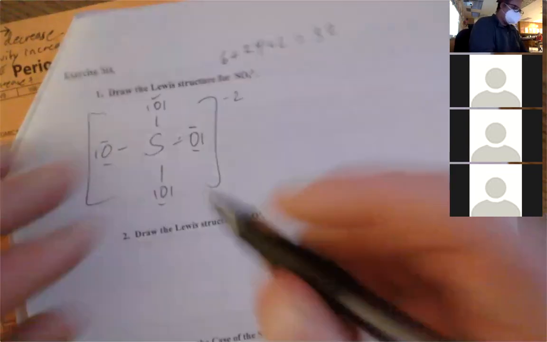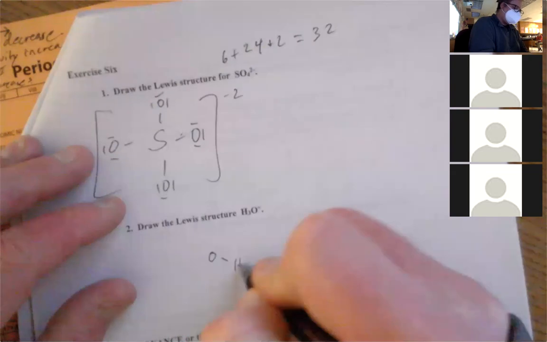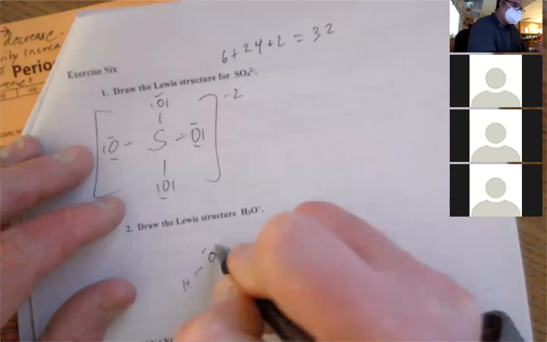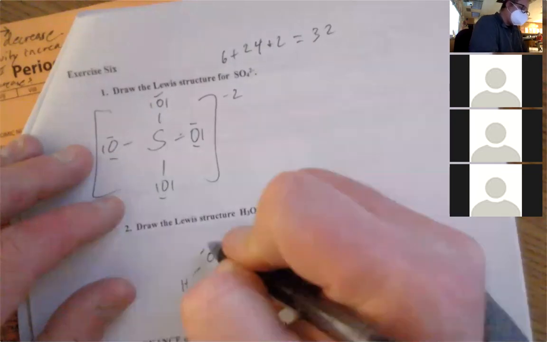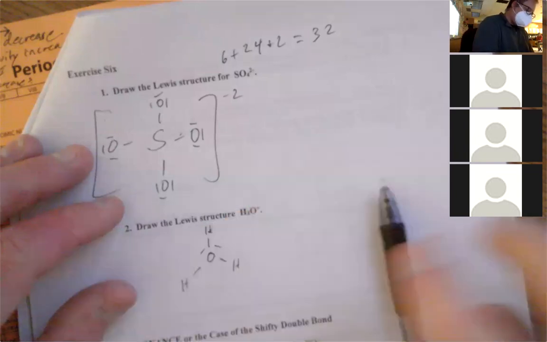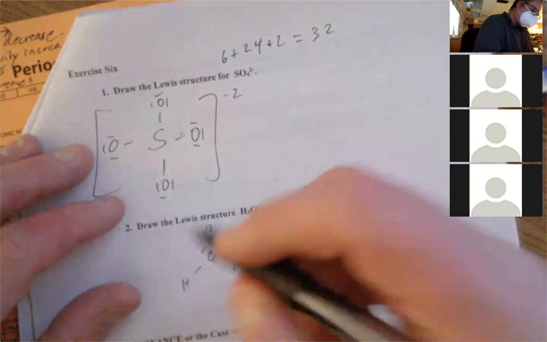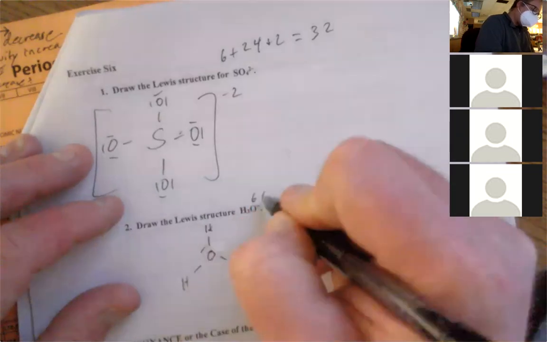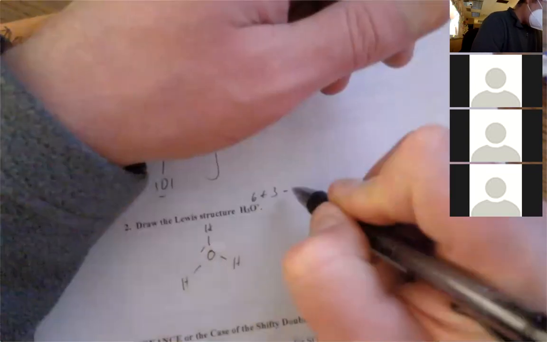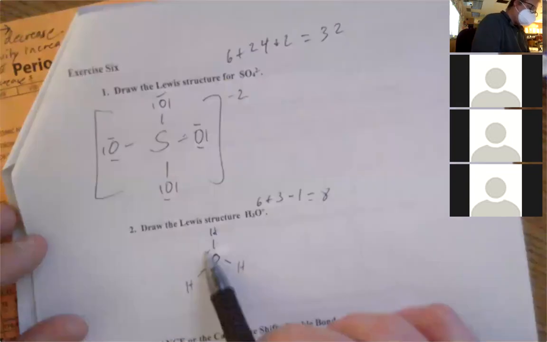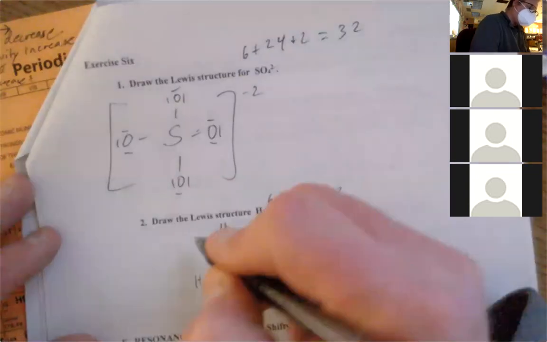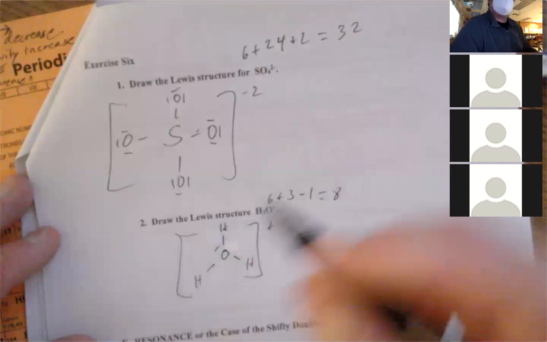There we go. H3O plus. O in the middle. H. Boom, boom. Actually, we have H3O plus. Let's do this. We have 6 plus 3 minus 1. That equals 8. Good. So we have 2, 4, 6, 8. I don't want to forget, I need to put the brackets around there with the plus sign.